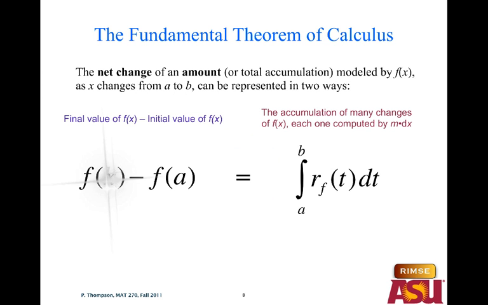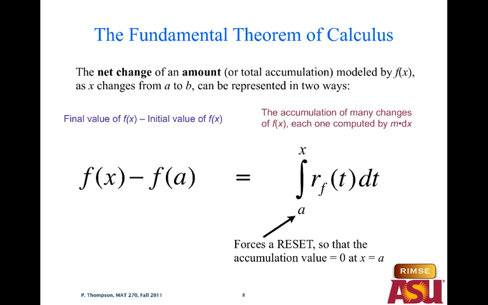And then if we let B vary, if we let that endpoint vary, then we have a net accumulation function or a net change function, right? Net change function, again, expressed in two ways: using the total amount function, F, and using the integral of the rate function. Okay, and remember we talked about last time? If our lower limit of integration is A, then we have a reset.